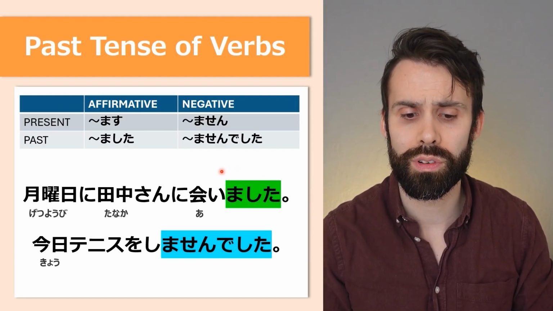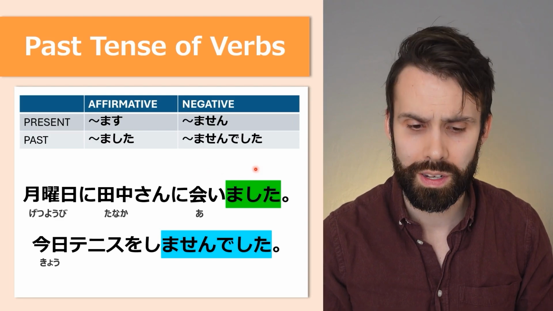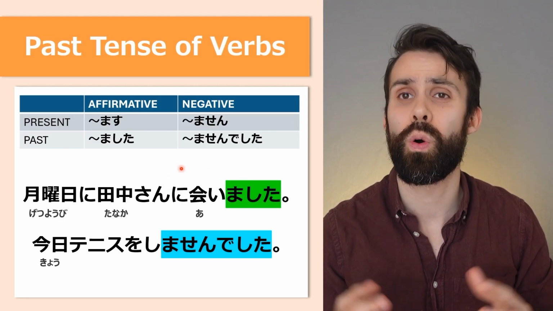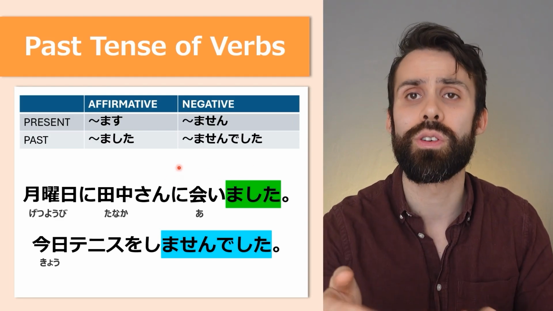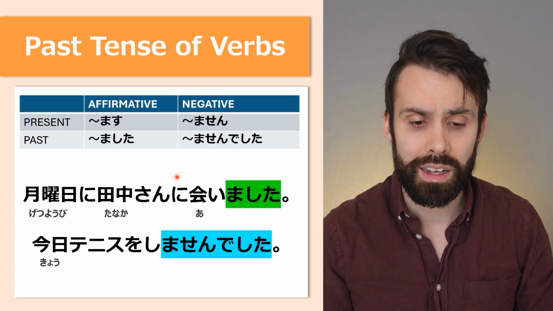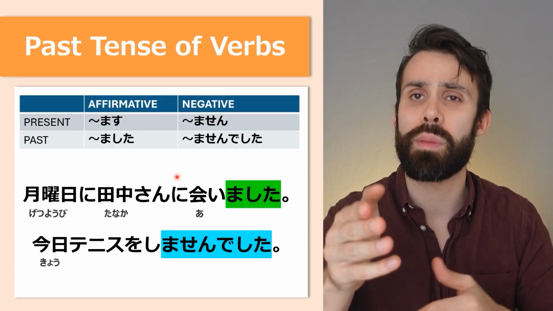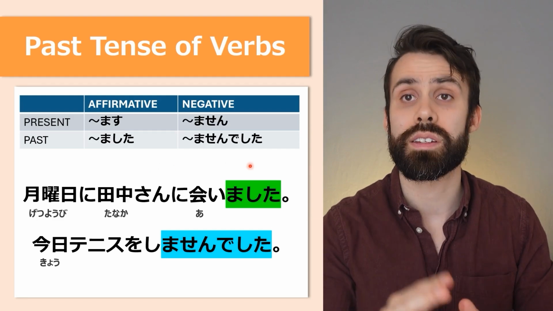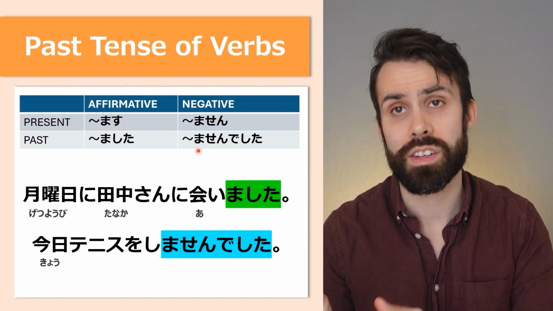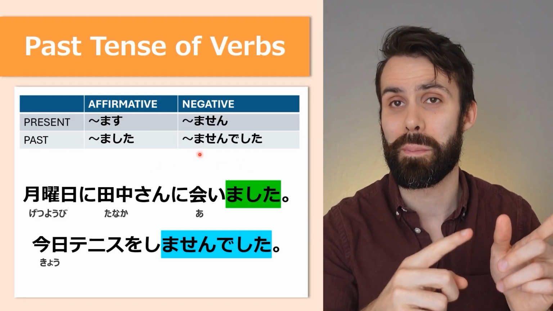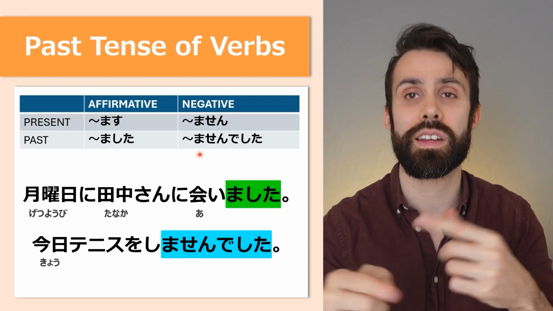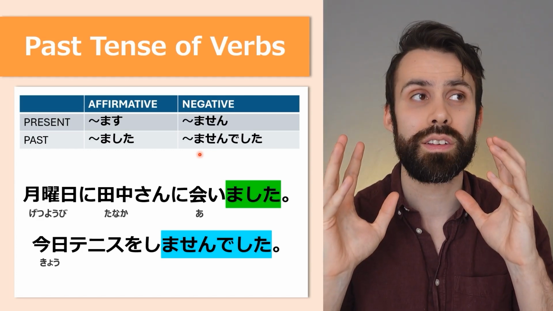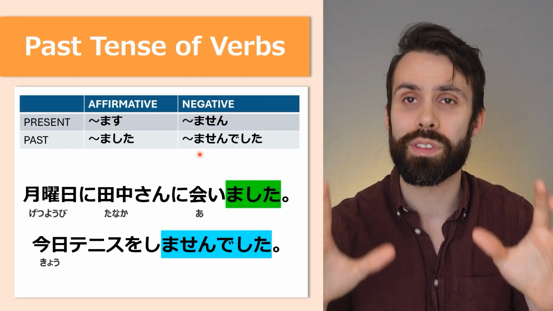And just be careful that this particular verb takes ni, so it's not o. So it's ni aimashita. Tanaka-san ni aimashita. I met Tanaka. And then we have the negative, which is masen deshita. And here we have deshita, because we don't have katta. So masen deshita. Here deshita is pointing out the past.